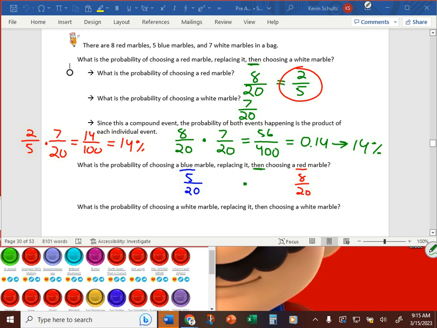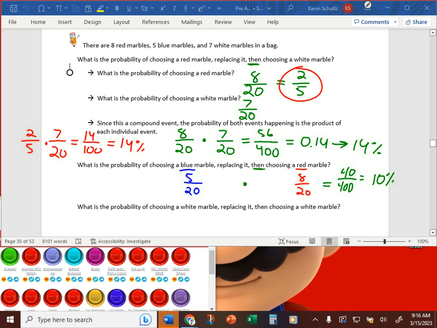And we do that with multiplying. It's a really spread out expression here, but you can put it together. So 5 times 8, multiplying fractions, go straight across. 5 times 8 is 40. 20 times 20 is 400. And what is 40 divided by 400 as a percentage, Anthony? 10%. You have a 10% chance of doing that. All right? Questions on compound events, compound probability?